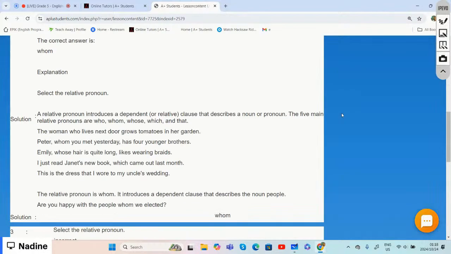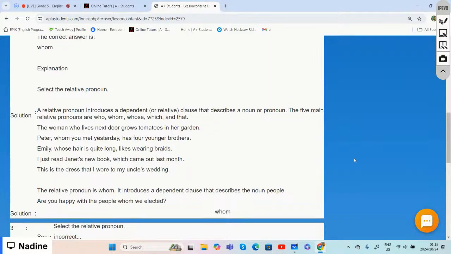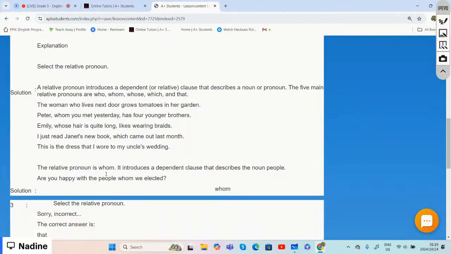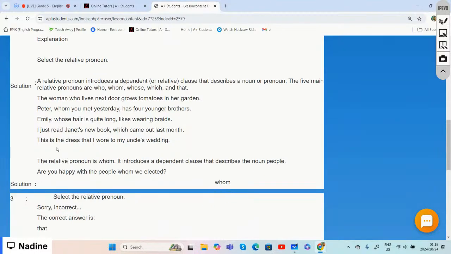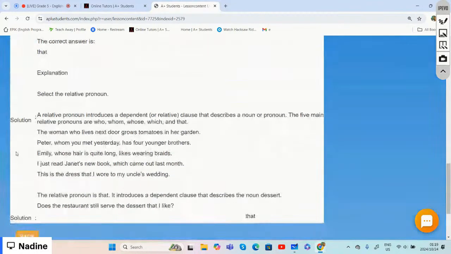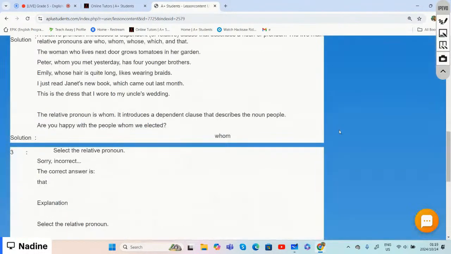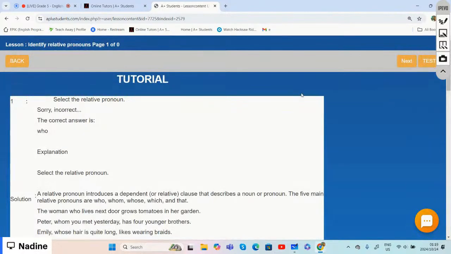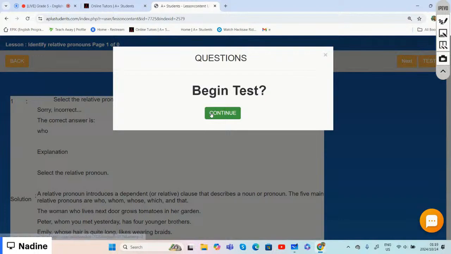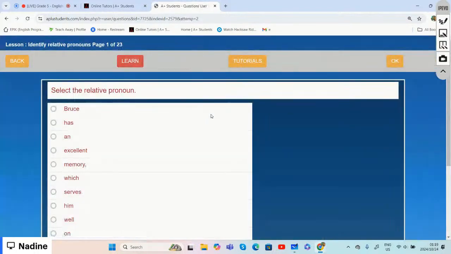All right. And then here we have, are you happy with the people whom we elected? So whom is our relative pronoun. And that restaurant will serve the dessert like that. Not like who, not like that. All right, now we're going to our test where we are going to select the relative pronoun within the sentence.